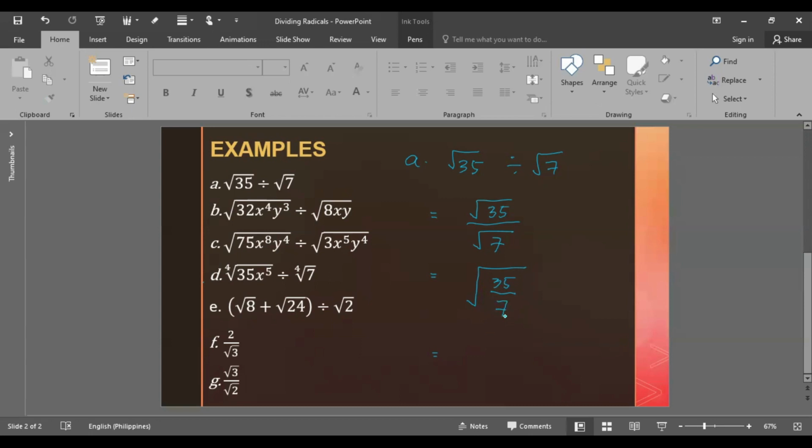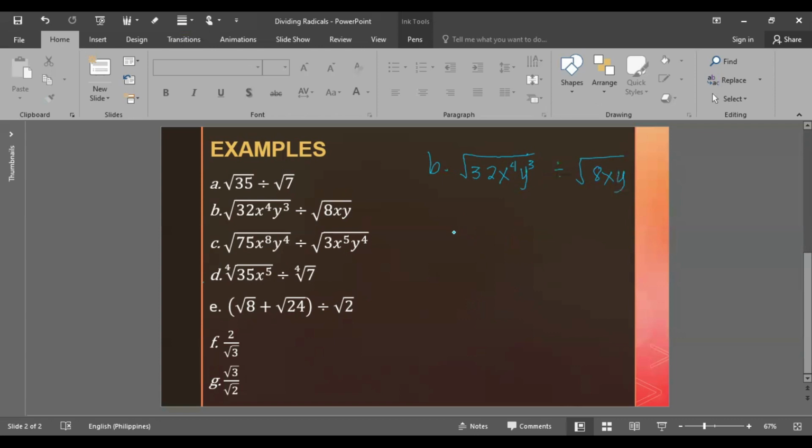And simplify the resulting expression. Simplify the radicand. 35 divided by 7 is 5. So we have to write here the square root of 5. Now, can we still simplify this expression? May square root ba si 5? Or may factor ba si 5 na may square root? None. So therefore, this is now the answer.